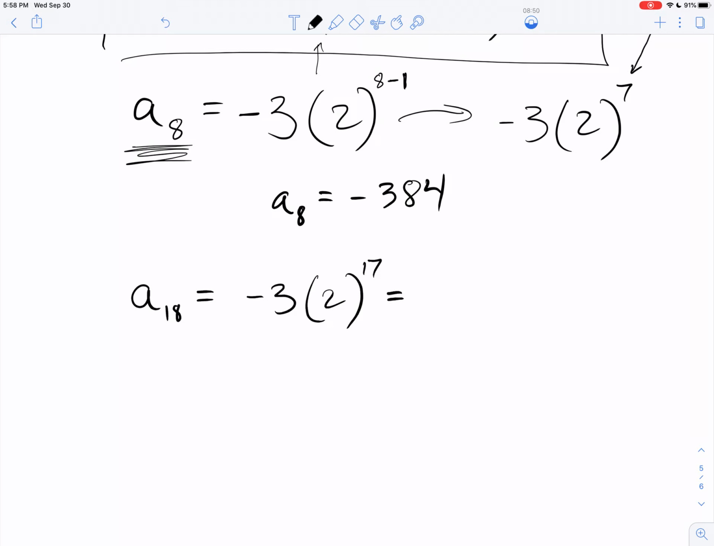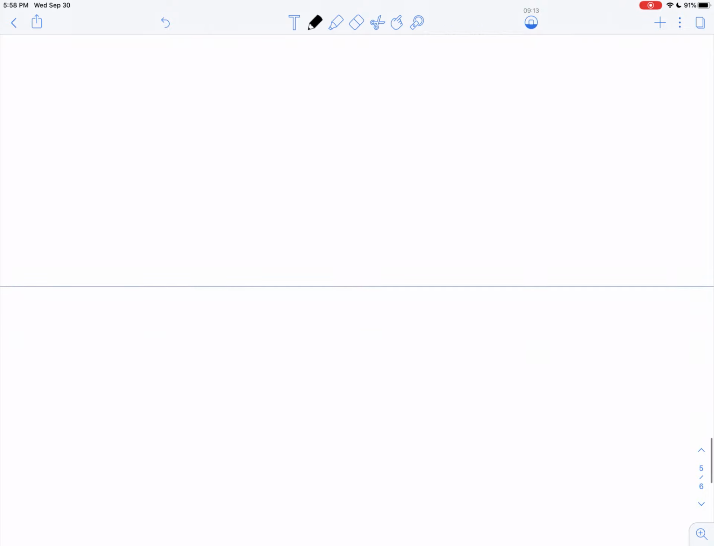This is, what is that? Negative 393,216. That's only 18 numbers away from the start. So geometric sequences can get really big really quick, or they can get really tiny real quick. What do you mean by really tiny? Well, I mean something like this.